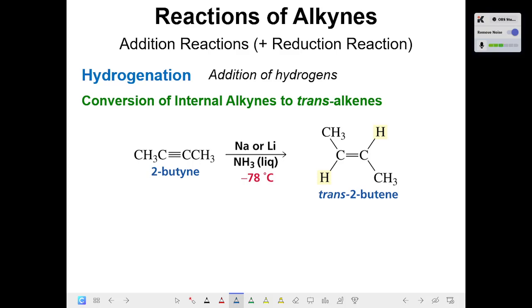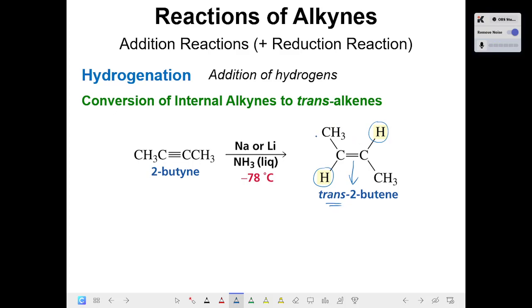For the third example natin, ito naman ay kapag gumamit ka naman ng sodium or lithium metal on your liquid ammonia at negative 78 degrees Celsius, the addition will be trans. So, yung ating addition ng hydrogen will be anti-addition. So, when we say anti-addition, opposite yung addition nila. Yan. So, what will happen? We will form a trans.